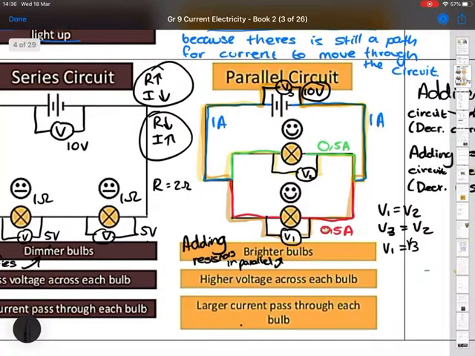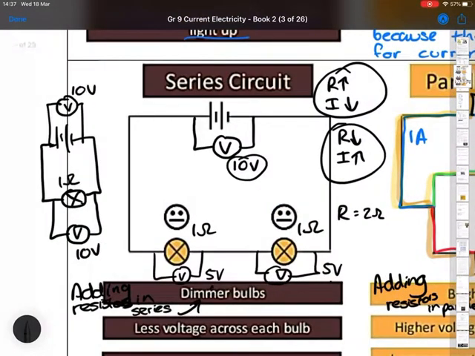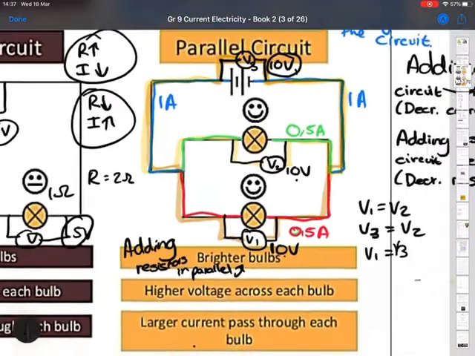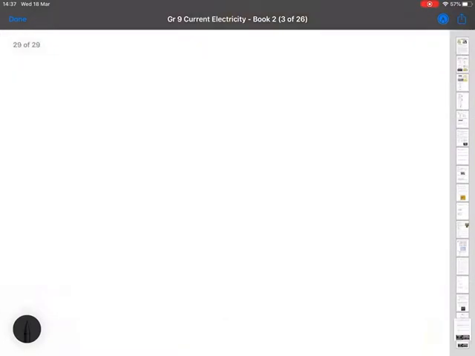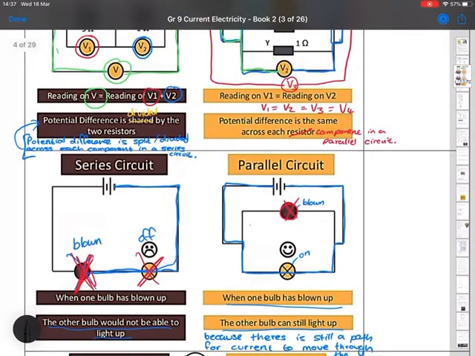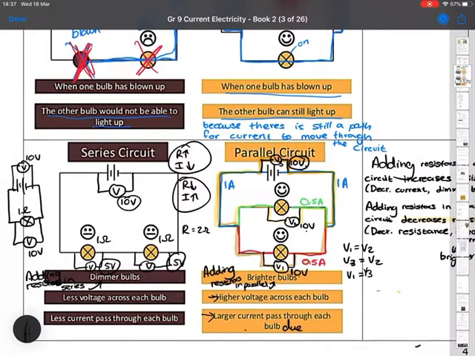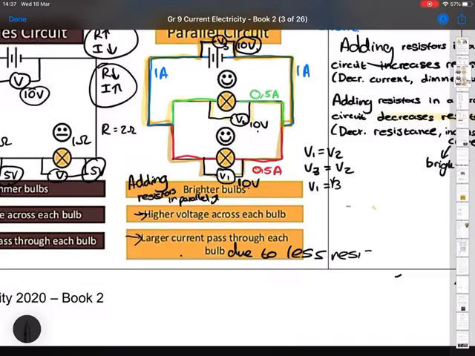Okay, so again, if this is 10 volts across your cell, that's 10 volts, and this one would read 10 volts, and voltmeter 1 would also read 10 volts. So we've got 10 volts, 10 volts, and 10 volts, compared to the series circuit where you had 10 volts across your cell, whereas each light bulb only got 5 and 5, and that's why bulbs in series are dimmer, bulbs in parallel are slightly brighter. So bulbs are brighter in parallel because we've got higher voltage across each bulb and more current. The reason why I've got more current, remember, is due to less resistance.